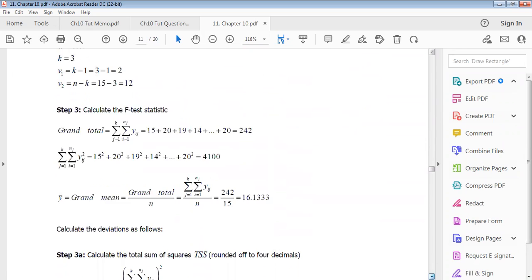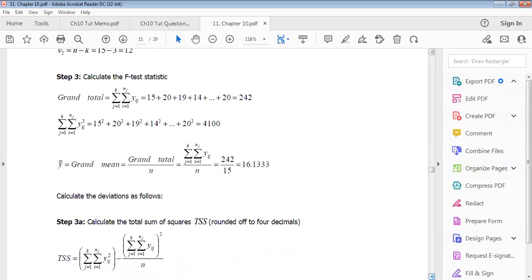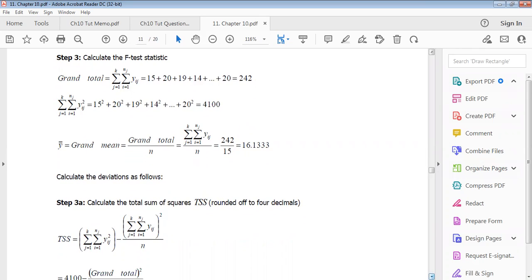So your grand total here is 214, and then you divide it by 15 to find the grand mean. Basically, that is what I did on Excel, finding the average of everything. And after calculating that, here they have calculated the grand total, because you need this for your other calculations down there. So you need to find your grand total.